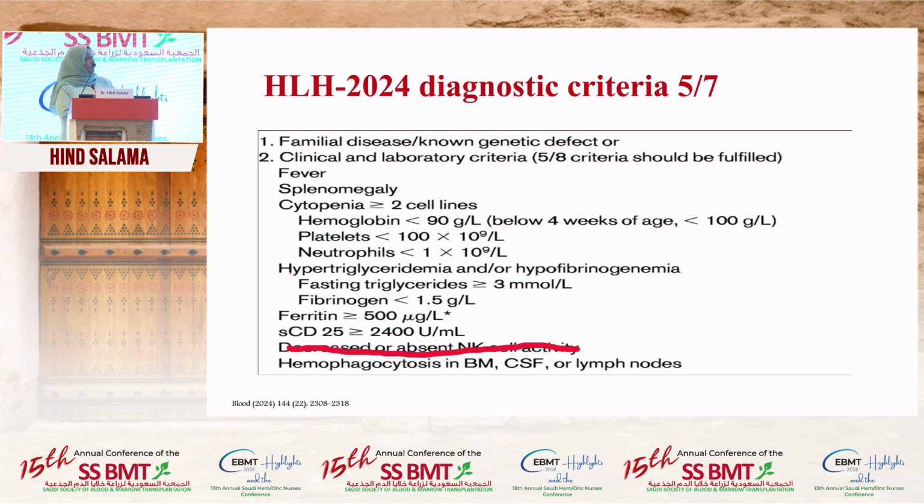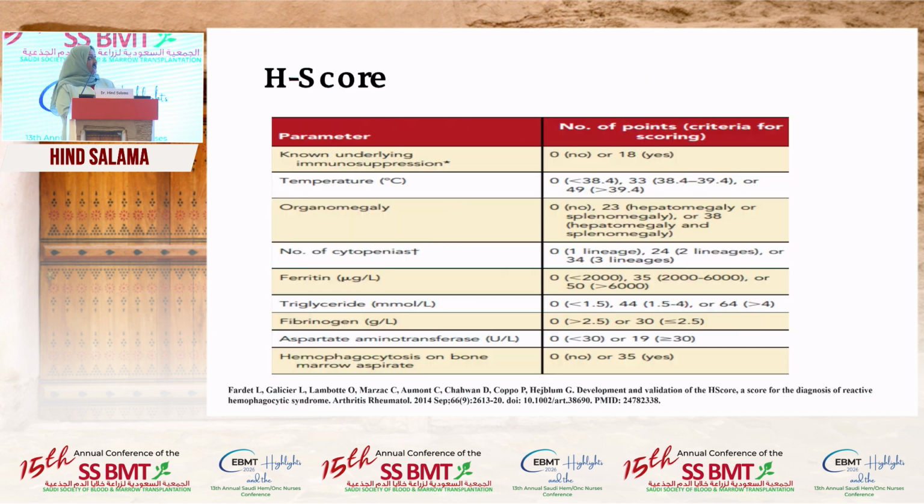But if you look at the ferritin in this diagnostic criteria, they use a cutoff of more than 500. 500 is not applicable for us in adults. It's not an indicator of an underlying HLH because we have 500 for many other reasons. Even if the patient has a fever from flu or anything, it could be 500. So this HLH 2004 is suitable for children with primary HLH. It's not applicable for adult patients with secondary HLH.